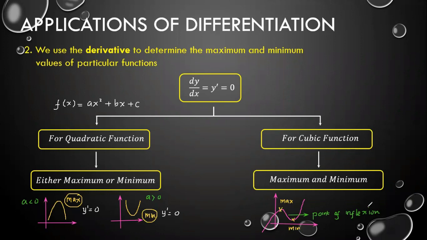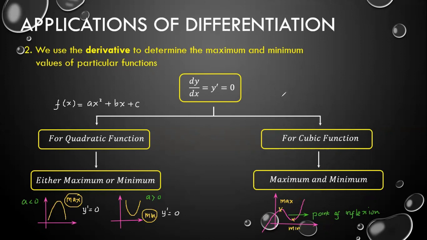Point of inflection is the point where the gradient of the curve stops falling and starts rising, or vice versa. Okay, is it clear to everyone?